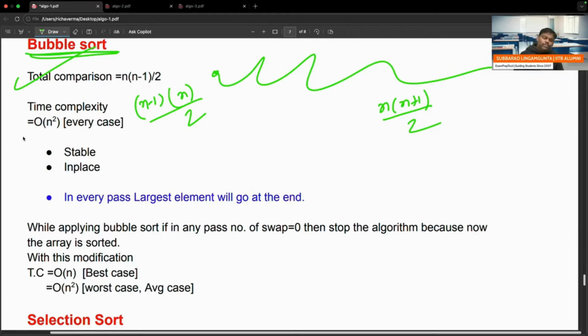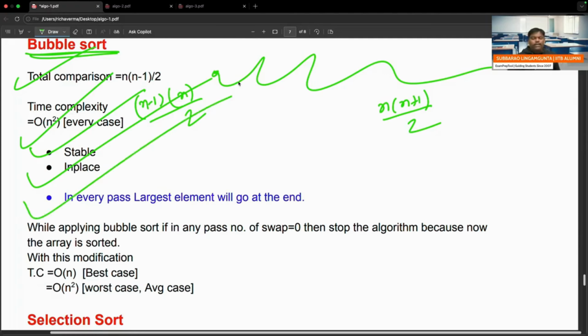The time complexity is n square, because every time one scan, and like that n times, you get n square. It is stable and in place. In every pass, the largest element will go to the end. I think all the major points are written.